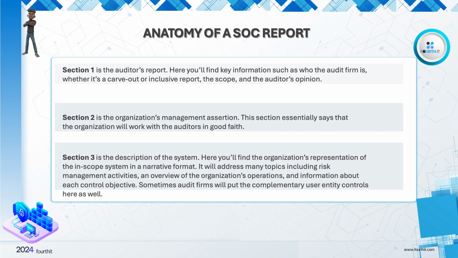Section 2 is the organization's management assertion. This section essentially says that the organization will work with the auditor in good faith. So this is what management is talking about: the assessment or the audit that was actually done. Then Section 3 is a description of the system.